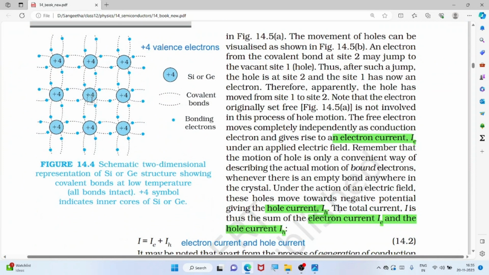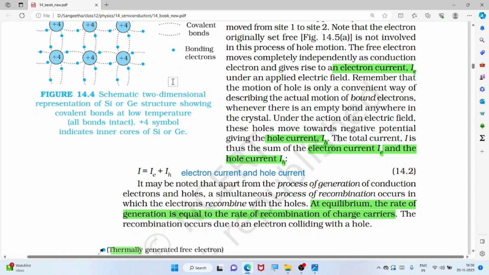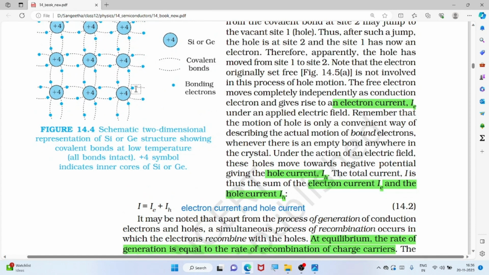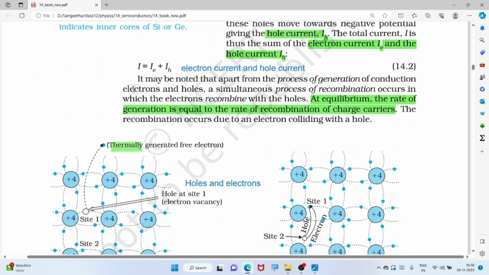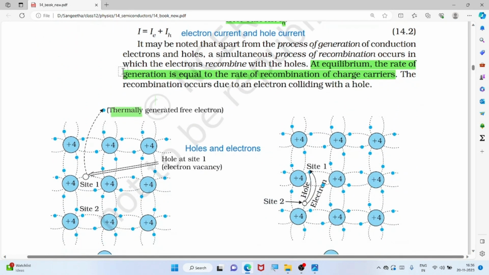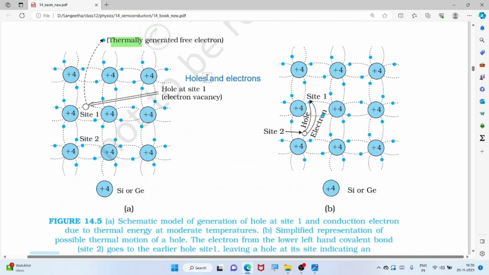So here the plus 4 is the number of valence electrons. These electrons form covalent bonds with the nearest atoms. It can be silicon or germanium. So within this crystal there is an electron current as well as a hole current. Total current is the sum of the electron current and the hole current. At equilibrium, the rate of generation is equal to the rate of recombination of charge carriers.